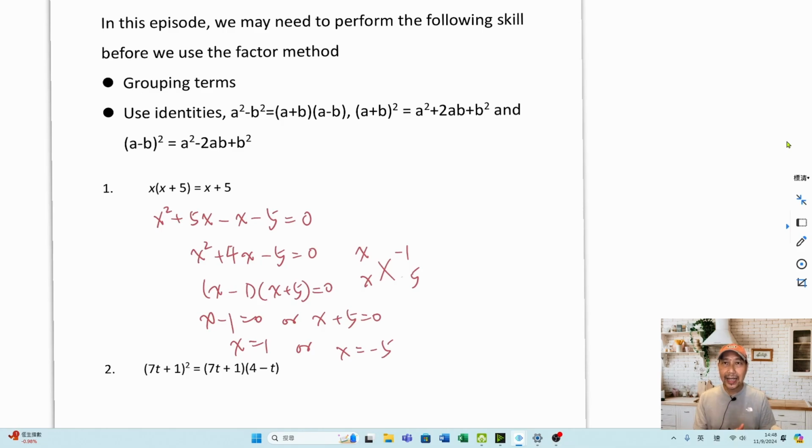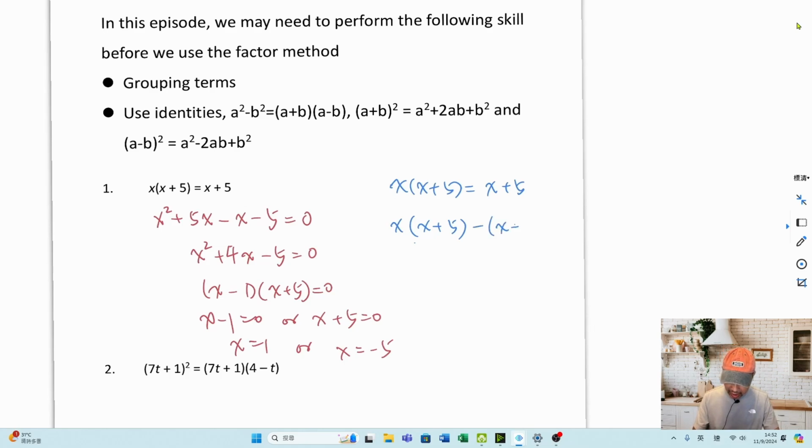But there is another way to solve these questions. Copy the question first, and then move the x plus 5 in the right hand side to the left. But I do one more thing. I use a bracket to contain the right hand side. Why do I do that?